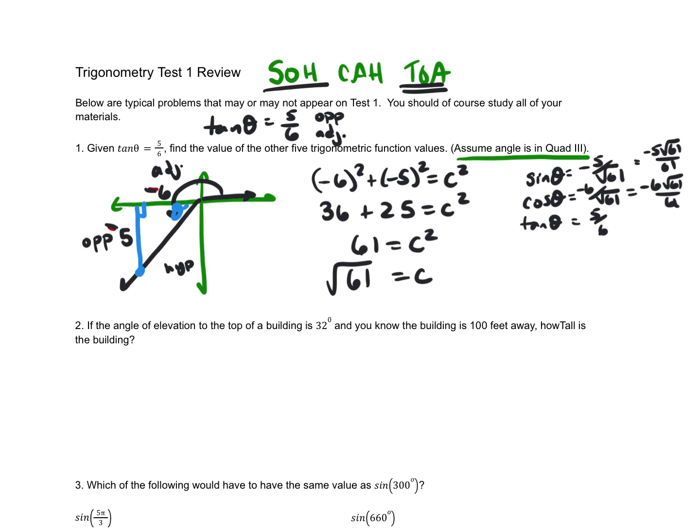So quadrant 3, remember, only tangents should be positive, the others should be negative, and they are. Now we have to find the other three: cosecant, secant, and cotangent. I'm writing them in this order because they're reciprocals of the corresponding ones from above. So cosecant is the flip of sine, so negative radical 61 over 5. Secant is the flip of cosine, so negative radical 61 over 6. And cotan is the flip of tan, so 6/5.